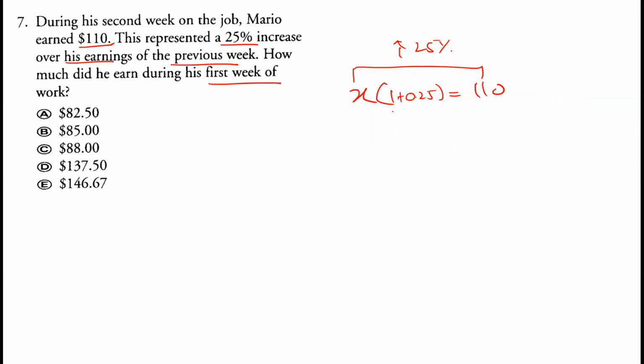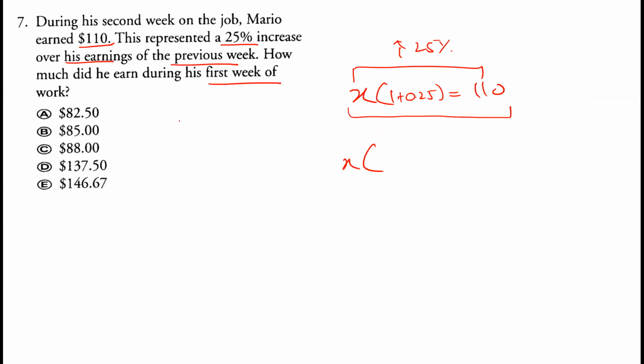Quite simple. Now, during his second week on the job, Mario earned $110. This represented a 25% increase over his earnings of the previous week. Now, in the previous week he earned X. Now he is earning 110, and it's an increase of 25%. So X multiplied by 1 plus 0.25 equals 110. How much did he earn during his first week of work? You need to understand this equation. X was your original, and now there's an increase of 25%.